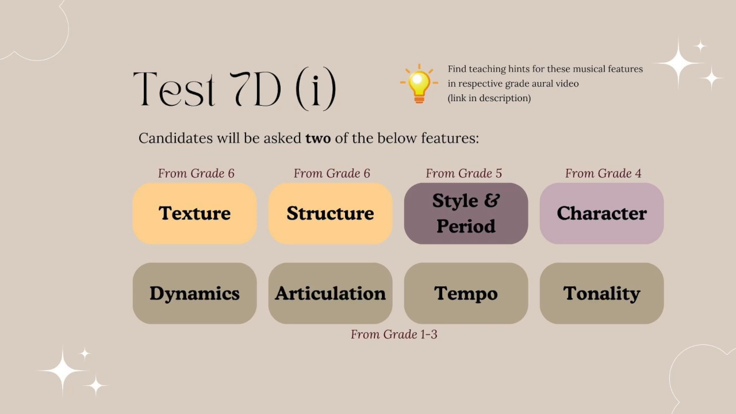For the test 7D1 musical features, the candidates will be asked 2 of the below features: the texture and structure from grade 6, style and period from grade 5 onwards, character from grade 4 onwards, and dynamics, articulation, tempo, tonality from grade 1 to 3 onwards. You may find the teaching hints for these musical features in the respective grade oral video, which I will put in the link in description.